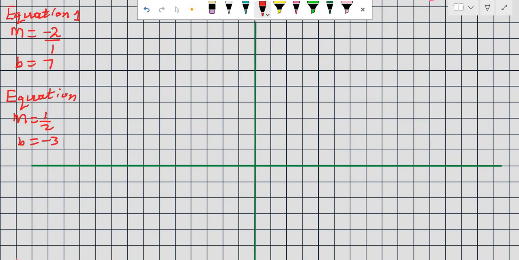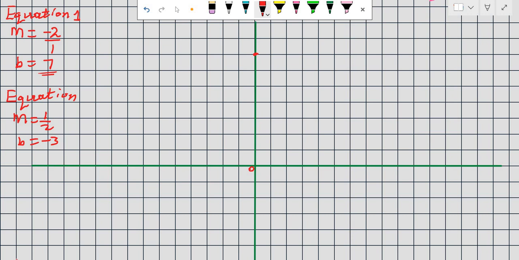So now you remember that in equation 1, the slope we found was negative 2/1, and the y-intercept is 7. So now we're going to start with equation 1. And since the y-intercept is 7, we have to come over here and count 7. So this is the origin. So 1, 2, 3, 4, 5, 6, 7. This is the y-intercept, 7. Let's count again. 1, 2, 3, 4, 5, 6, 7. Good. So that is the y-intercept.